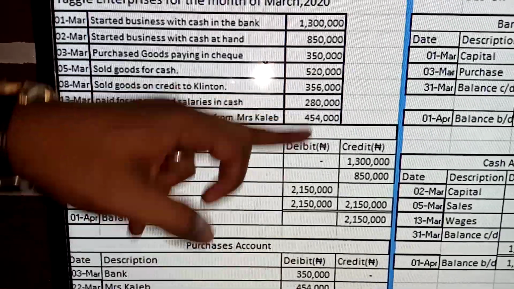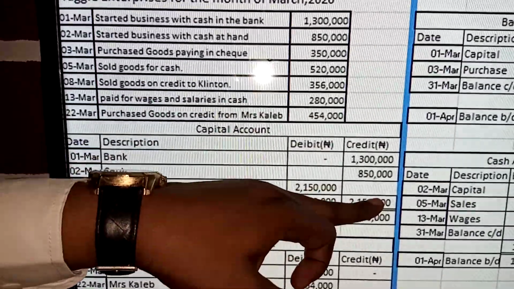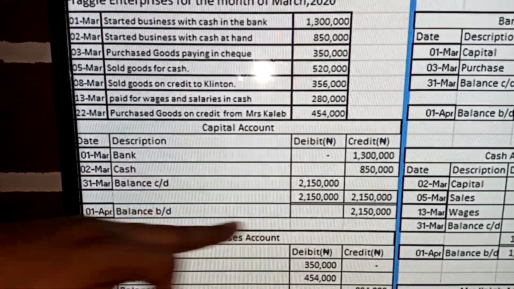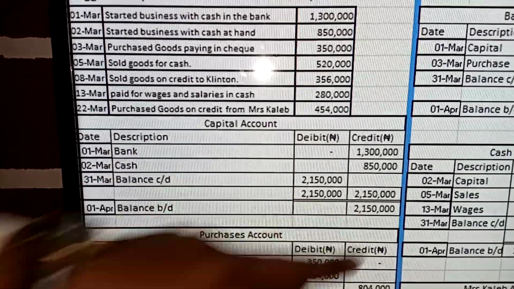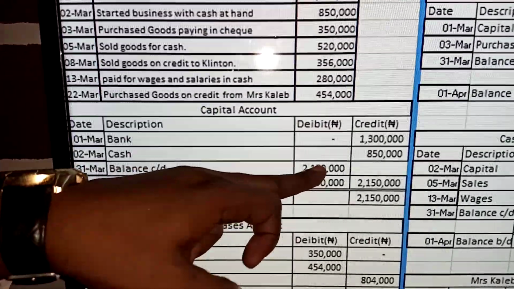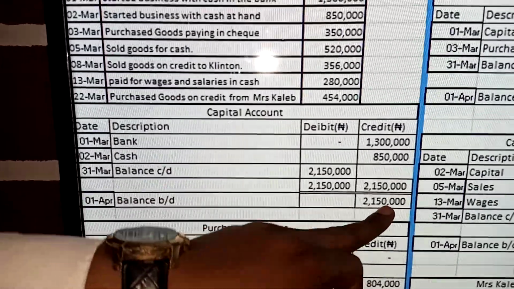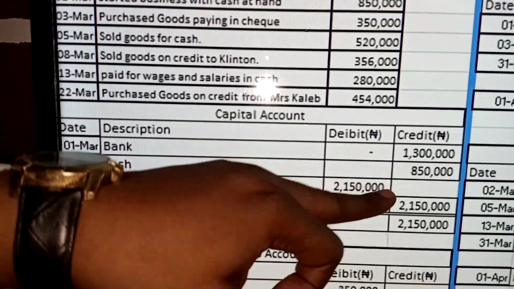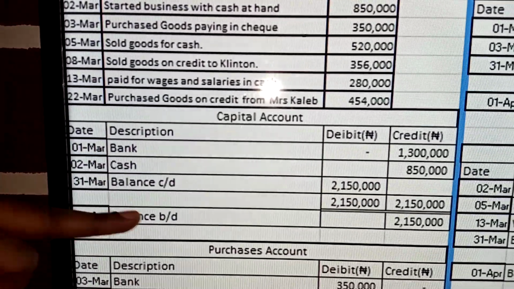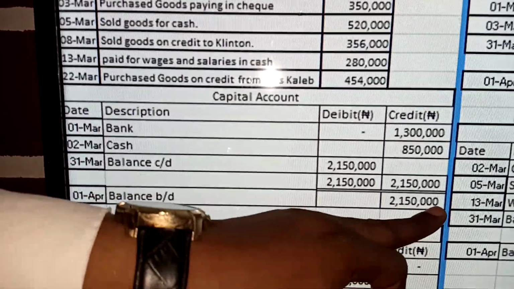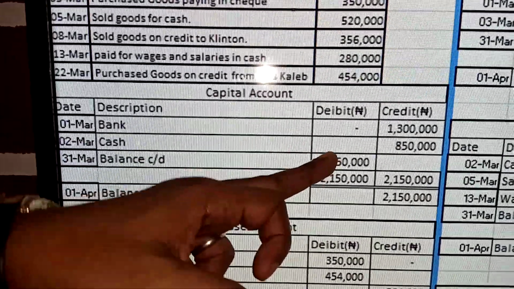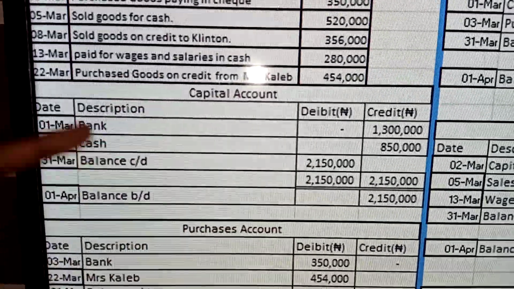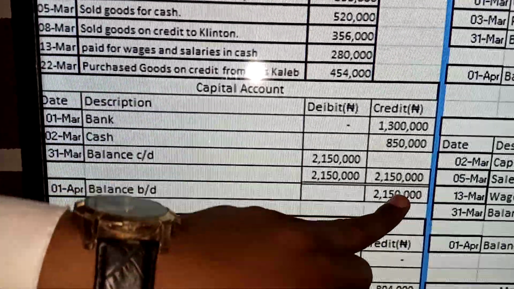So this balance carried down enables you to make the total in the debit side equal to the total in the credit side. So the balance carried down becomes the balance brought down. If your balance carried down is in the debit side, it becomes a balance brought down in the credit side. As you can see, 31st March, balance carried down 2,150,000, 1st April, balance brought down 2,150,000. The balance carried down is in the credit side here because the credit side is higher than the debit side, so the balance carried down becomes the balance brought down in the credit side.